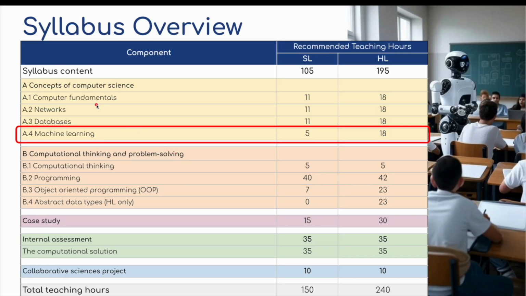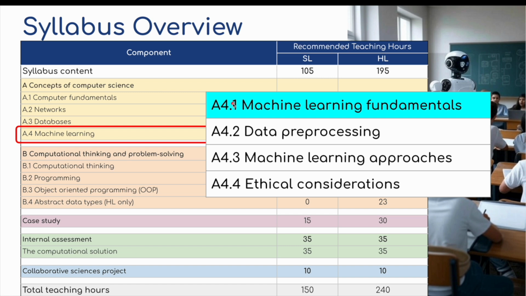As you can see here, we're looking at the A's, the concepts of computer science. This is the final topic, where we dedicate 5 hours for standard level and 18 hours for the higher level students. This is broken down into 4 parts. If you're doing standard level, you're really looking at 4.1, which is what we're doing today, and 4.4. Those doing higher level need to look at data processing and machine learning approaches.